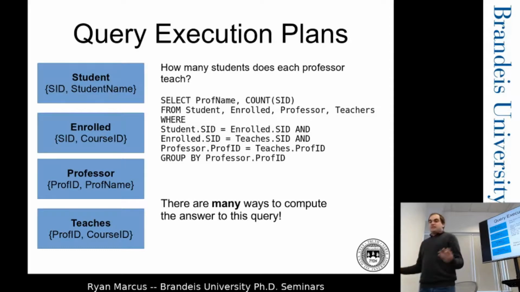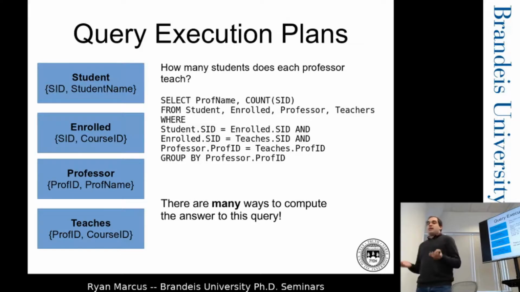So let's imagine that you have a database management system and you're doing some stuff with it, and you've got 4 tables. You've got one table with your students that has your student ID numbers and your student names. You have another table called enrolled, which maps student ID numbers to the course ID that a student is enrolled in. You have a table called professor, which maps professor IDs to professor names. And you have a table called teaches, which tells you which professors teach which courses.